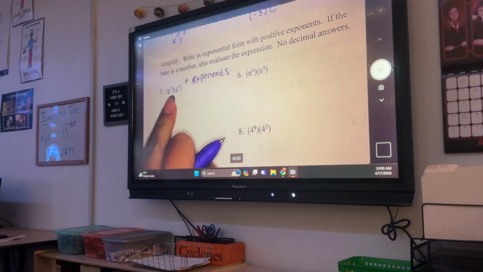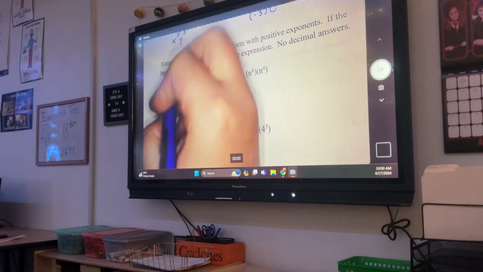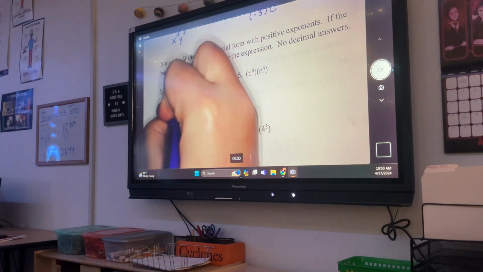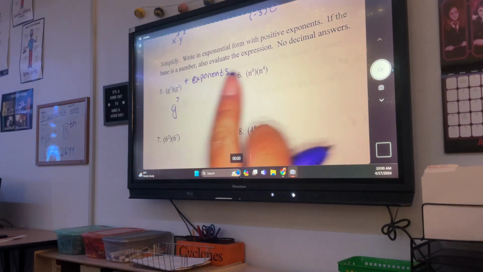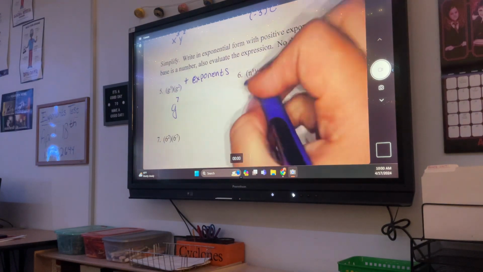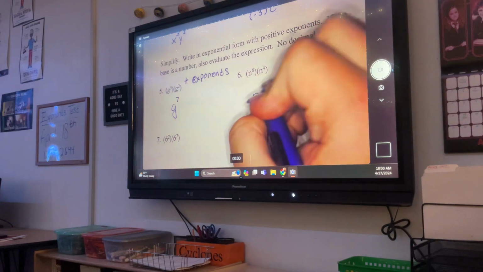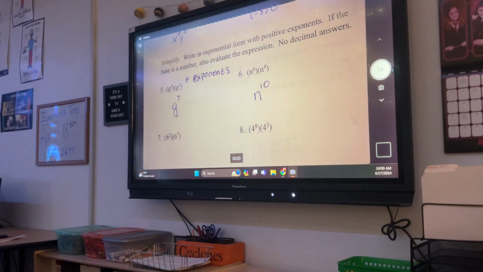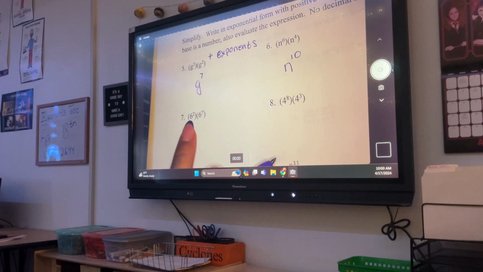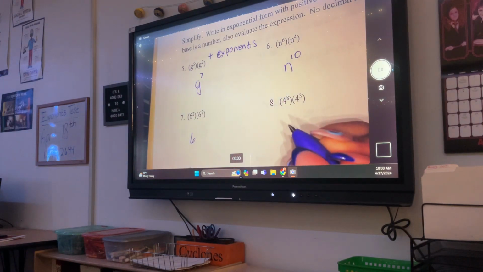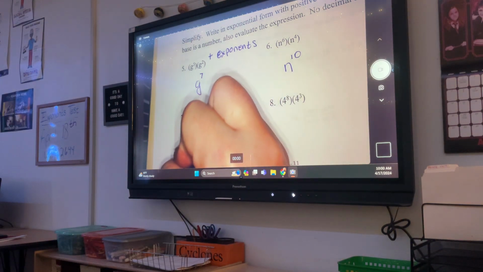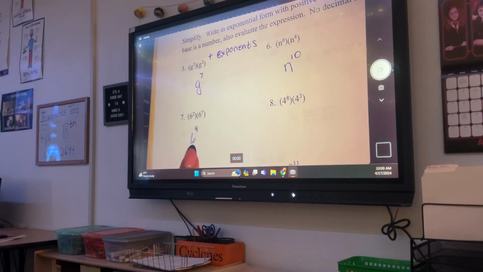Okay, so your base stays g, and then what does my exponent become? 7. Okay? So then here, my base stays the same, and what does my exponent become? 10. Okay, on the next two, again, your base stays the same, so it's still 6, and then what's my exponent? 9. And then when you have a number as your base, actually solve it. So what is 6 to the 9th power?